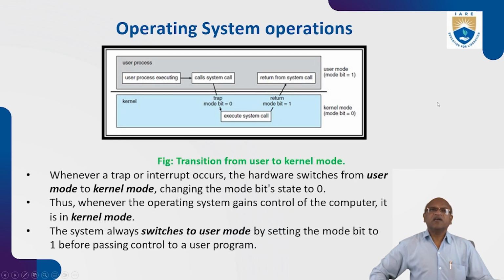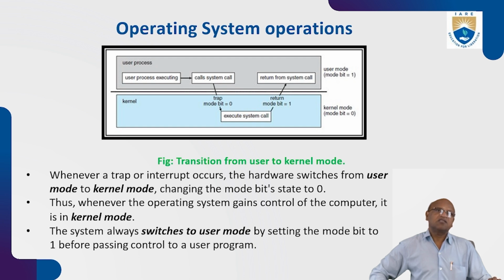Whenever a trap or an interrupt occurs, the hardware switches from user mode to kernel mode, changing the mode bit to 0. Thus, whenever the operating system gains control of the computer, it is in kernel mode. It means the operating system is taking over complete control of the system. That's the interrupt I told you about. Interrupt means whenever one instruction is completed, the trap flag in the hardware, the microprocessor, will raise the signal. Then the transition takes place.